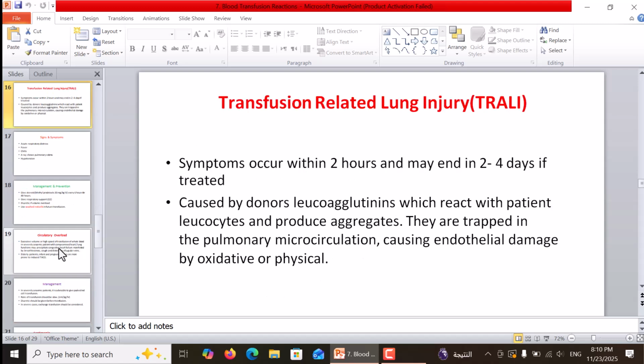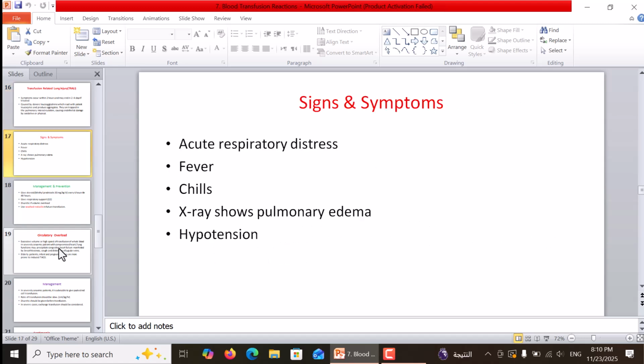Okay, other investigation include transfusion-related acute lung injury, abbreviated TRALI. This reaction's symptoms occur within 2 hours and may end in 2 to 4 days if treated, caused by donor leukoagglutinins, which react with the patient's leukocytes and produce aggregation. They are trapped in the pulmonary microcirculation, causing endothelial damage by oxidative or physical damage. This was the pathophysiology of this reaction.